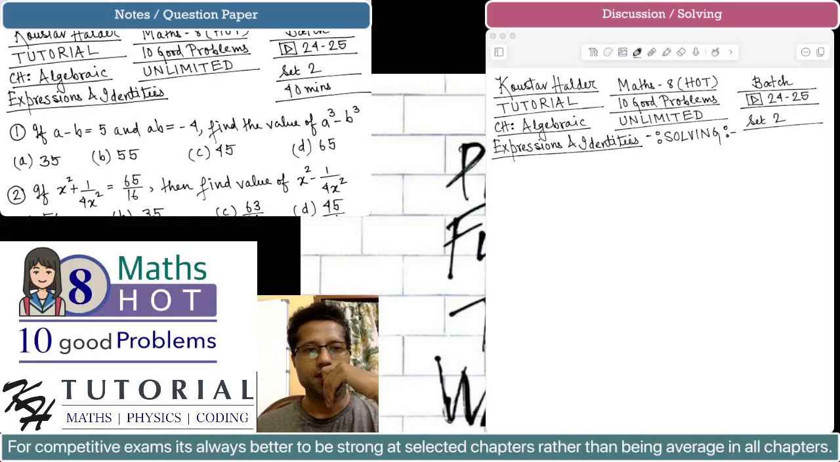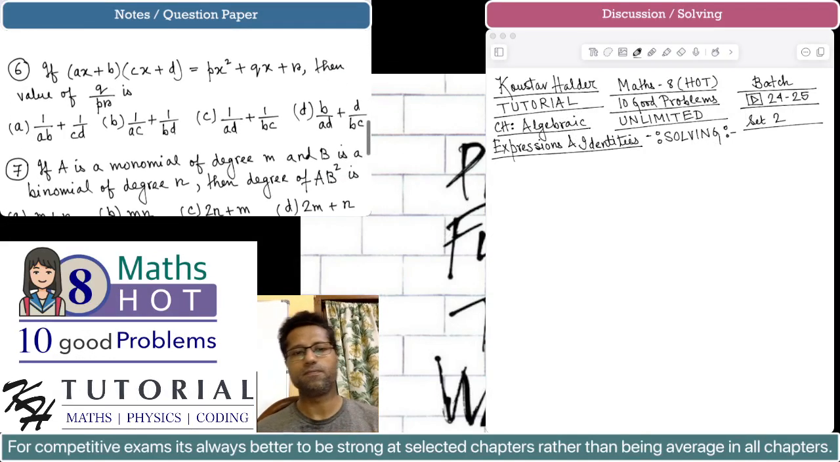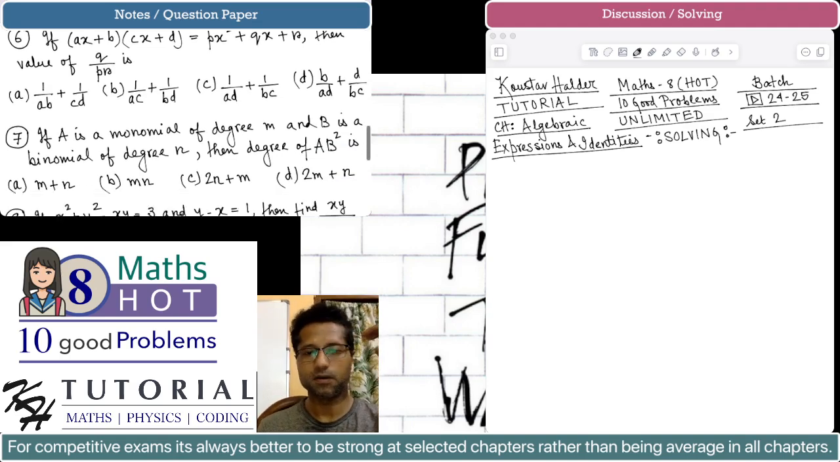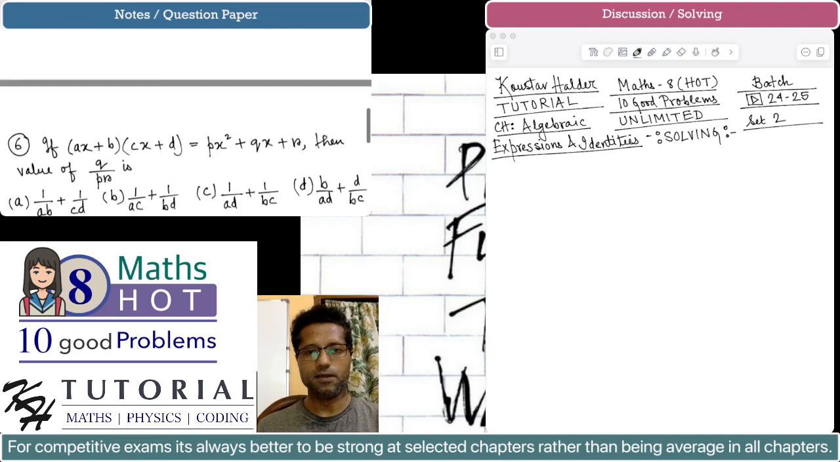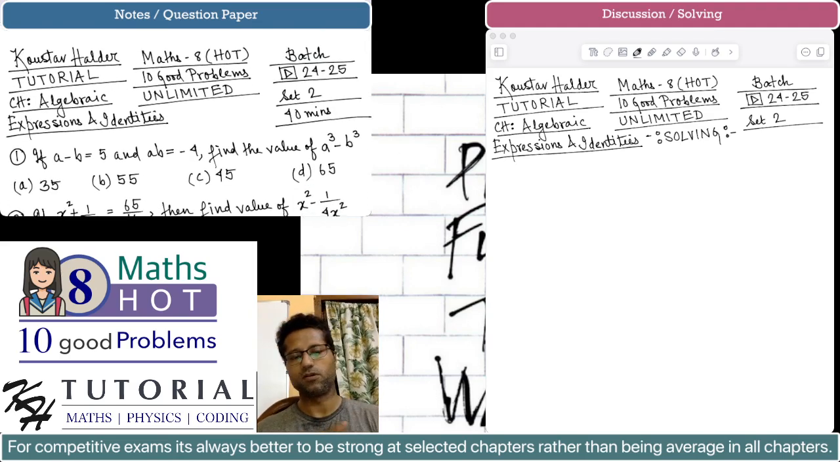I have the 10 good problems questions on the left hand side, and on the right hand side I will solve the problems. There are 10 questions, and all these questions are MCQ, that is there are 4 choices for each question and one choice will be correct. Ideally you should be able to complete these 10 questions in 40 minutes, taking 3 or 4 minutes to solve each question.